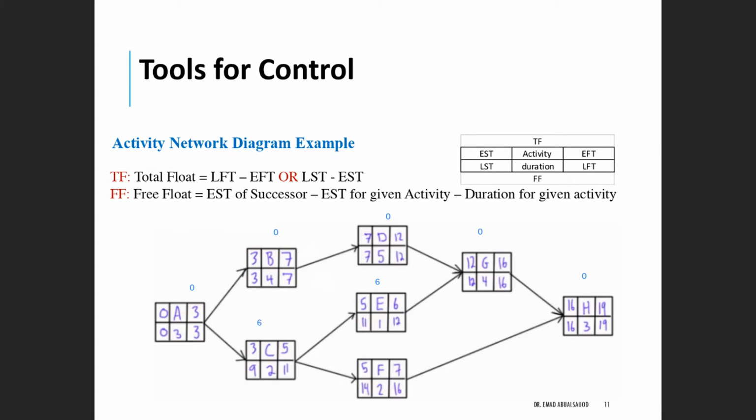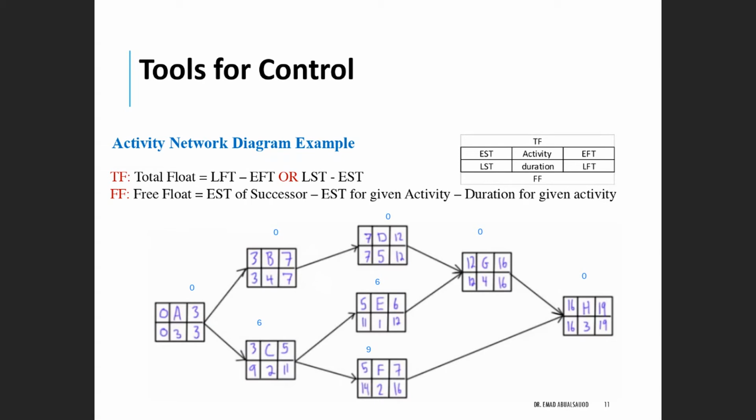Now, for the 16 minus 7, that will also give you 9, I believe. 16 minus 7, yes, that's 9. So we have completed the total float for the activity network diagram.